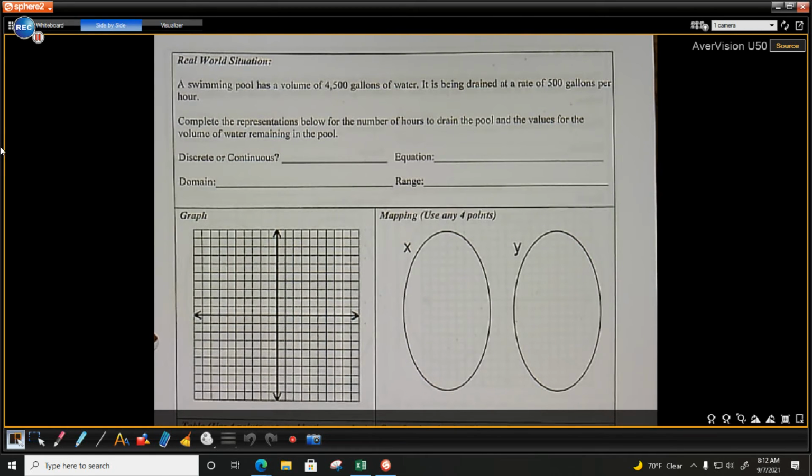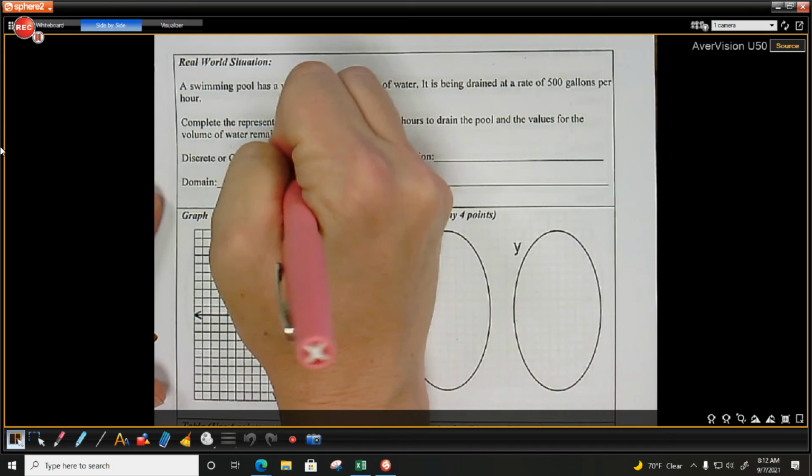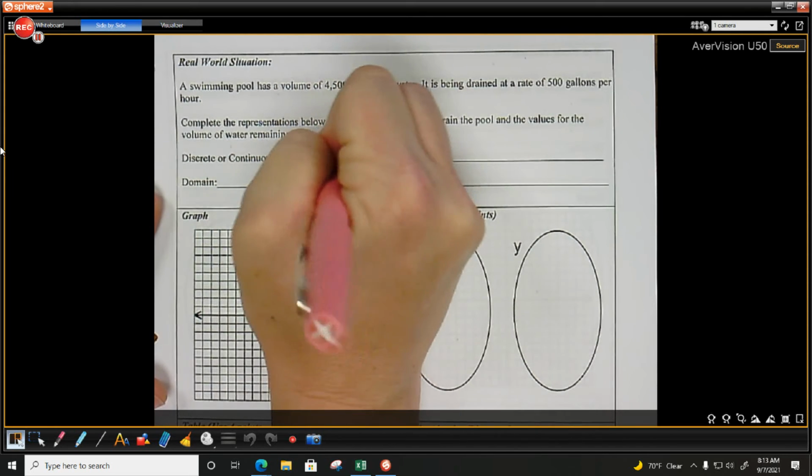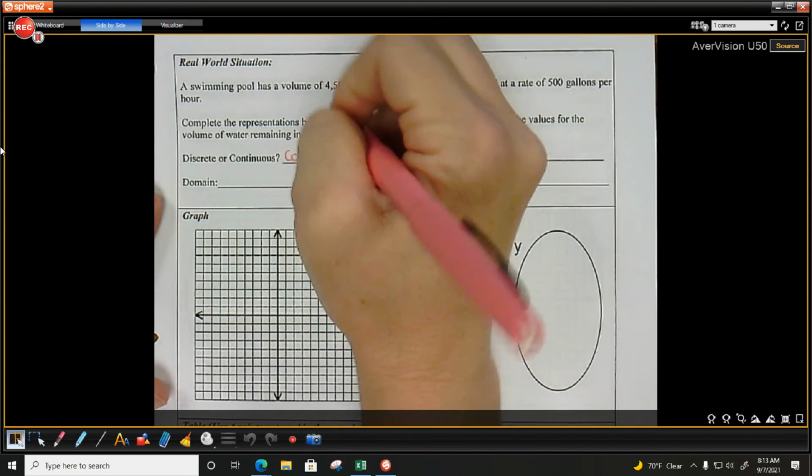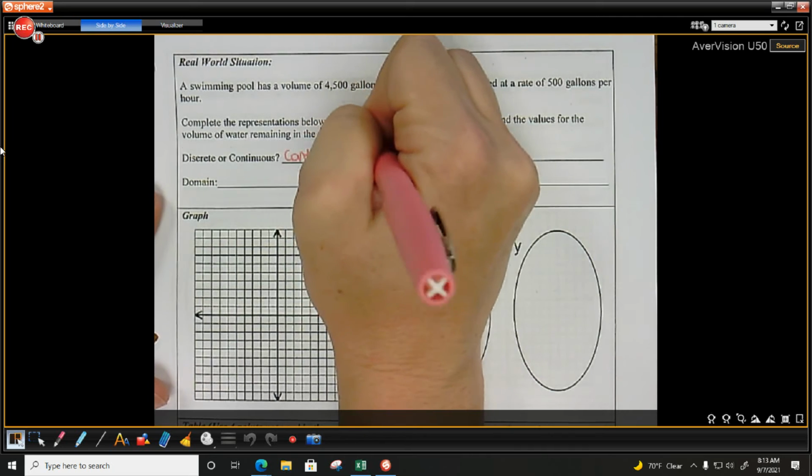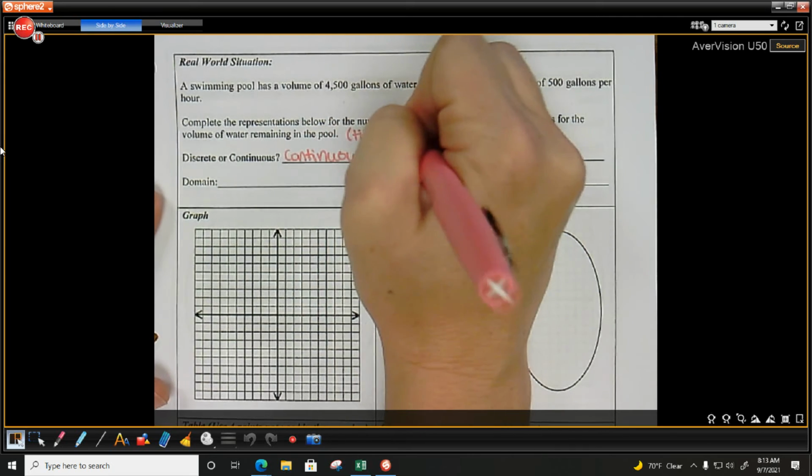There's no jump in time. You don't go from it being 1 o'clock in the afternoon to magically now it's 2 o'clock in the afternoon. There's time that exists in between those two. Okay, so this is continuous. And let's put time is almost always continuous.